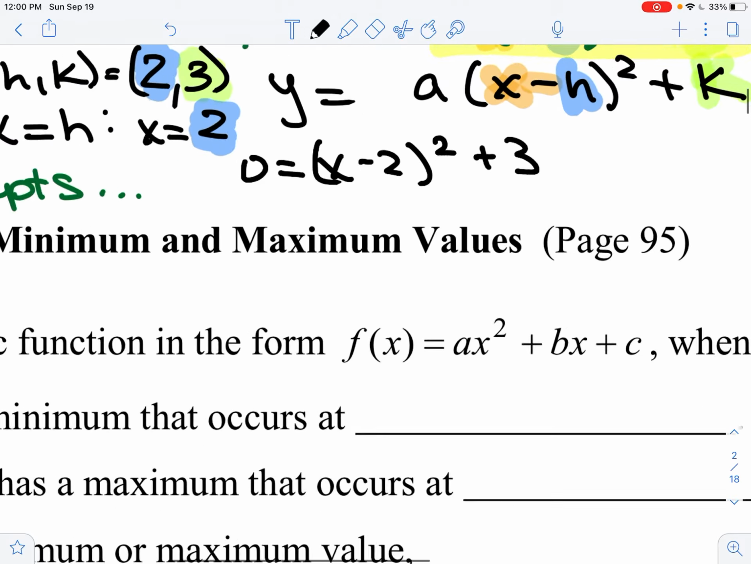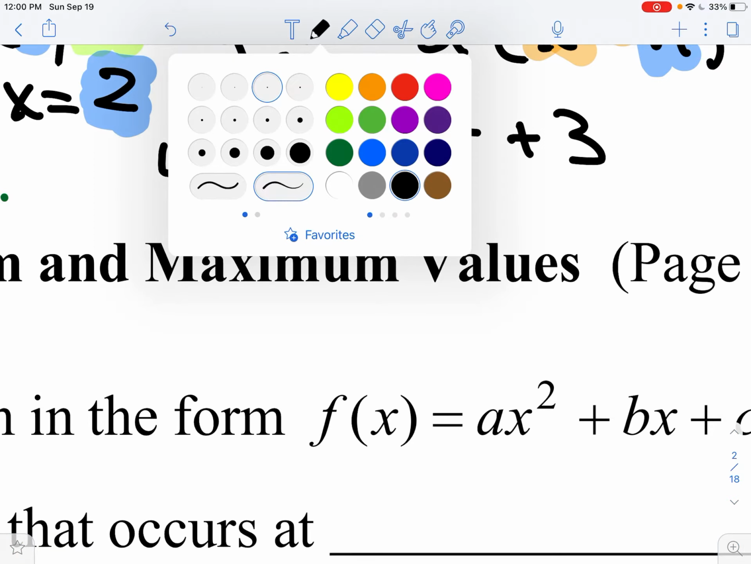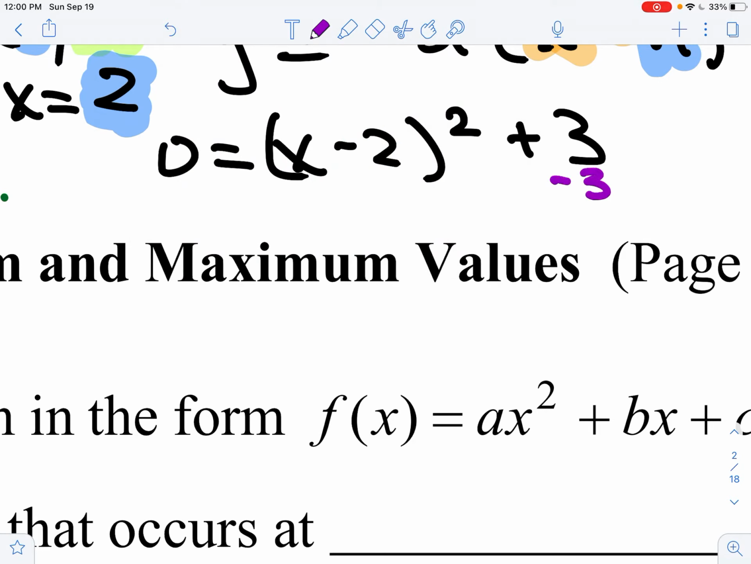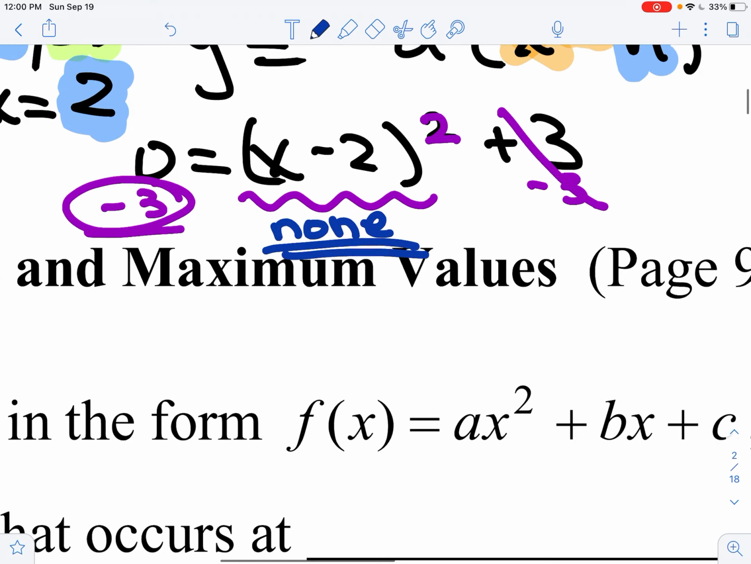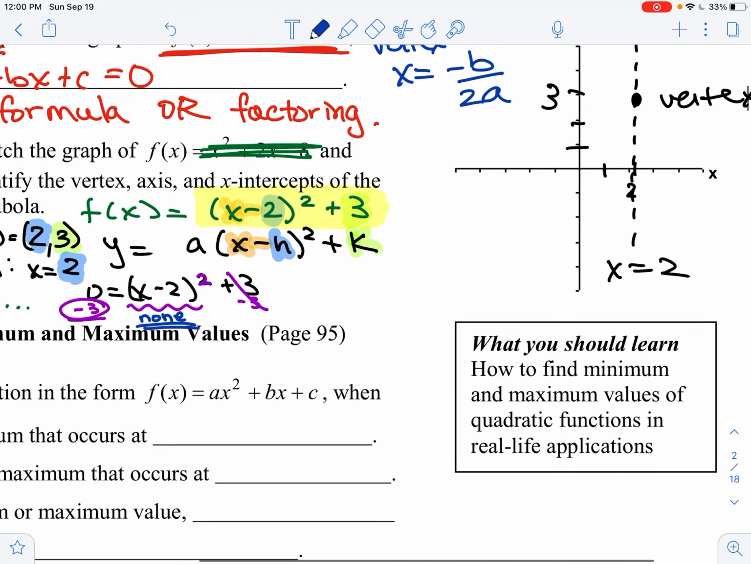So let's solve that. I know I'm writing kind of little in here, but check this out. If I subtract 3 over, I'm going to end up with (x minus 2) squared equals a negative. Can anything squared equal a negative? If you try to work that out, it doesn't work. There's no answer. So there are no x-intercepts, and here's why.